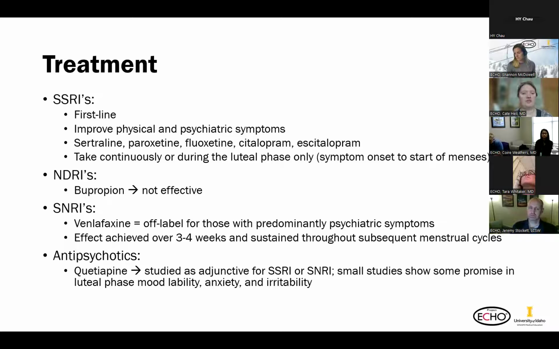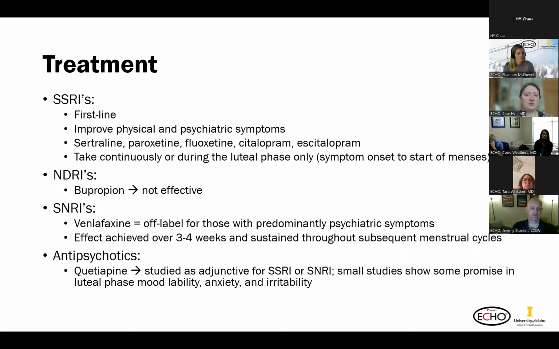Okay. So first-line treatment would be SSRIs. We think that these improve both the physical and psychiatric symptoms, by the interplay with serotonin, and then the complex interplay between serotonin and estrogen. The ones that are most frequently used would be sertraline, paroxetine, fluoxetine, citalopram, and escitalopram.